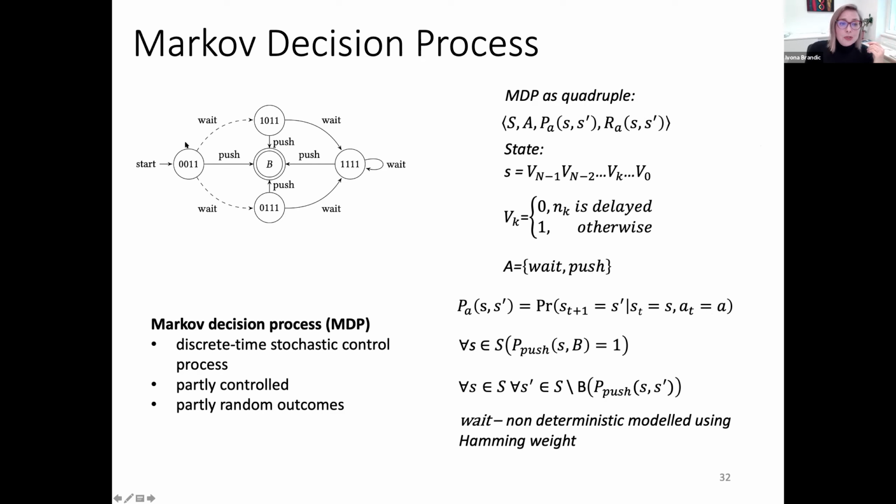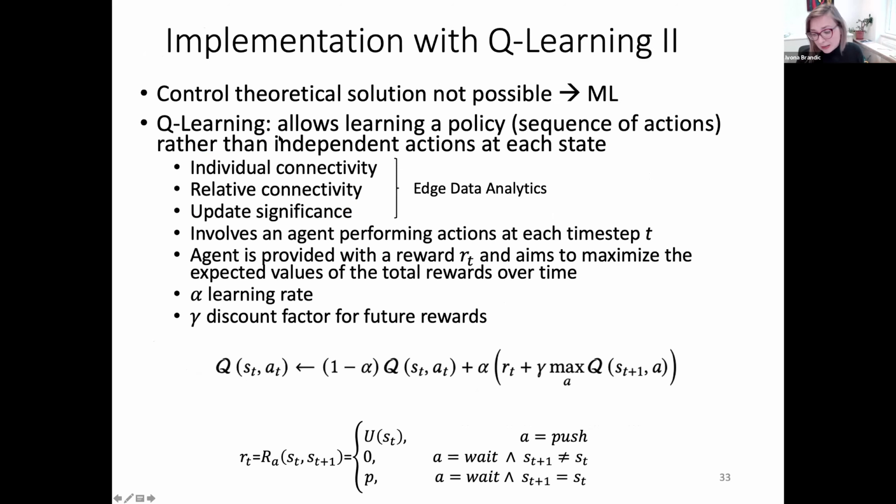So what we are trying now is to learn which path is the most feasible for us here, because we might have an infinite set of paths that we might follow. So here is now, if we have only 2 cars, if we have 3 cars, and if we have 4 cars. The problem that I'm describing here, we implemented with Q-learning. And to refer to the previous talk, one could use control theory here, which is not really feasible because of the number of different inference rules that you have here. So machine learning seems to be a more feasible solution, and Q-learning allows us to learn a policy, which is a sequence of actions rather than independent actions at each state, where we can model individual connectivity, relative connectivity, update significance, which is actually what we need in edge data analytics.